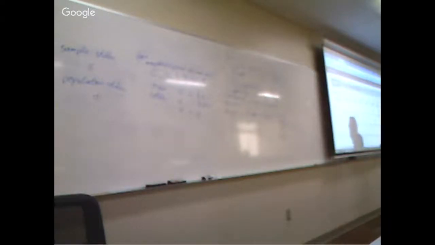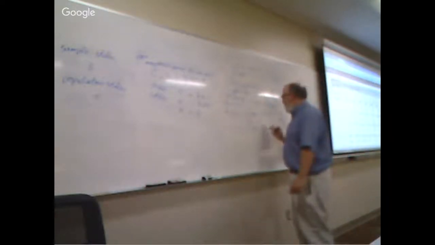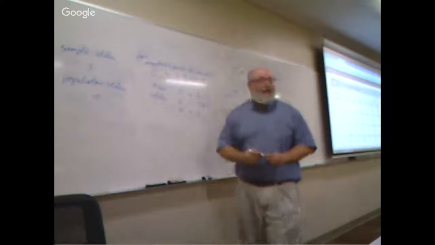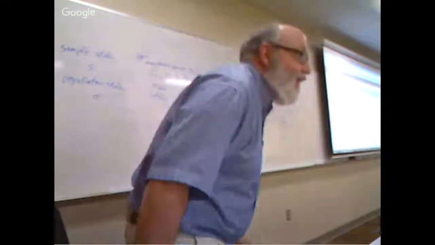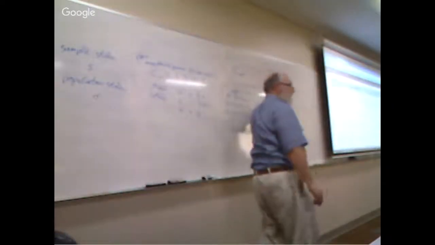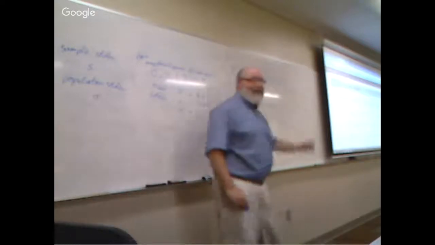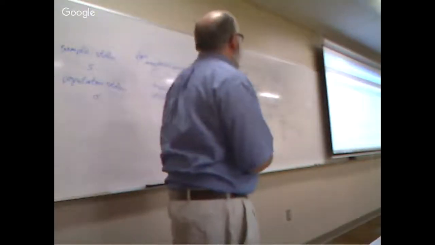So to find chi-squared left, it's 1 minus alpha. Left means 1 minus alpha, and right is alpha over 2. So now we put in the numbers.